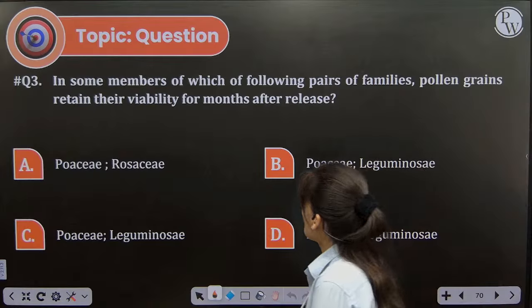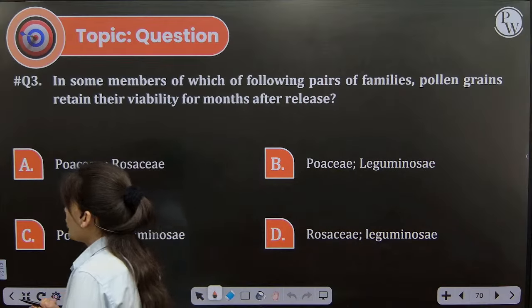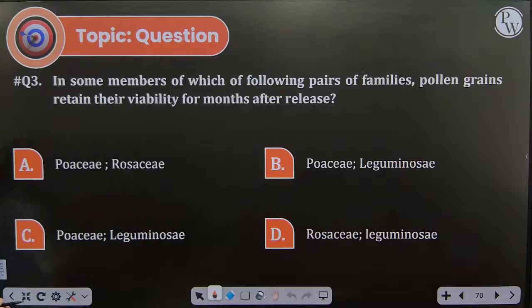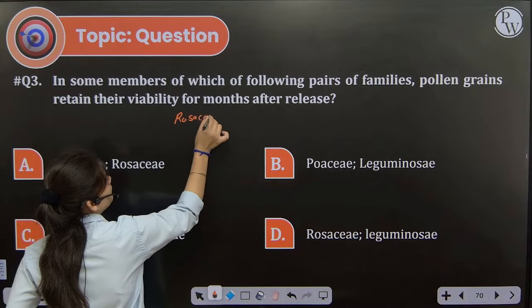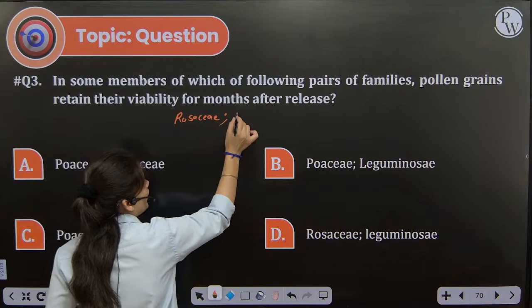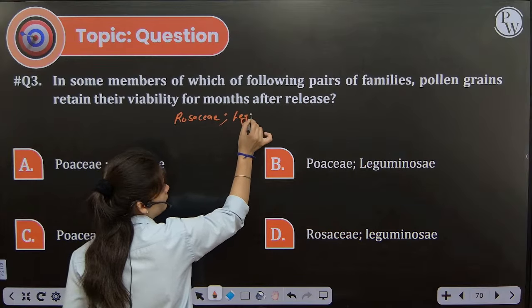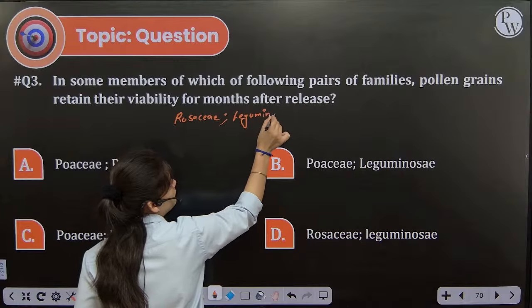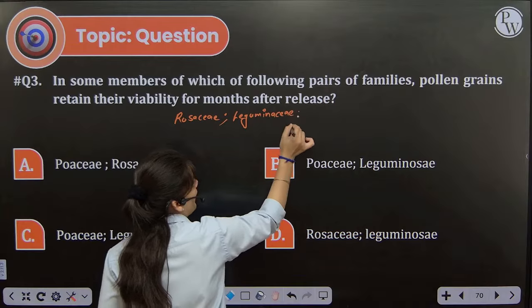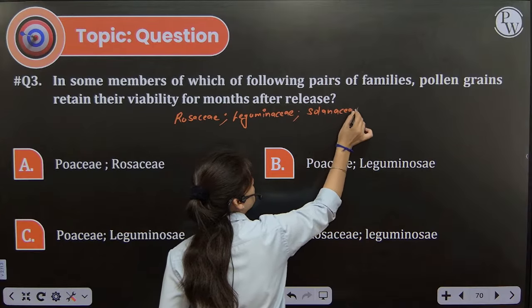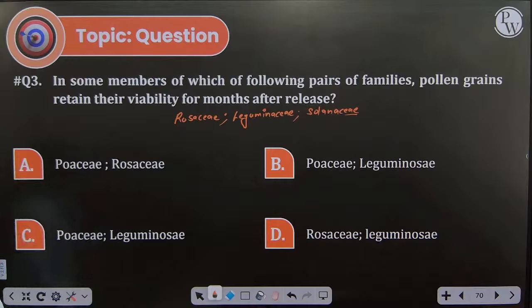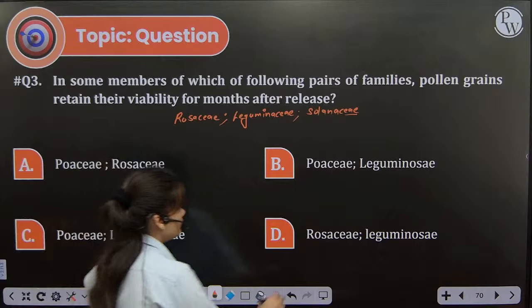In some members of which of the following pair of families does pollen grain retain viability for months after release? We know three families are there: Rosaceae, Leguminaceae, and Solanaceae. So which option is correct? Rosaceae and Leguminaceae.